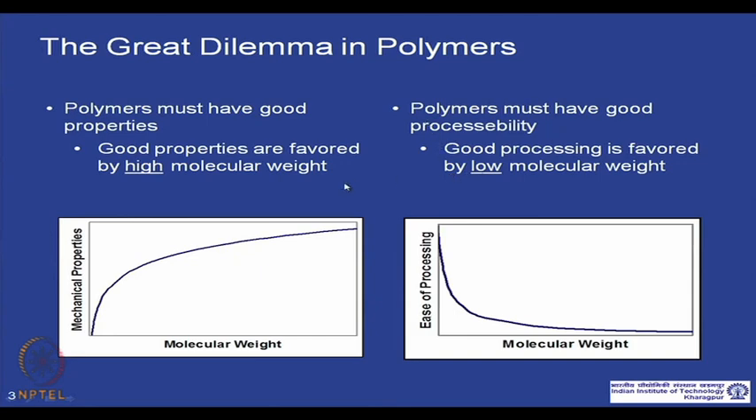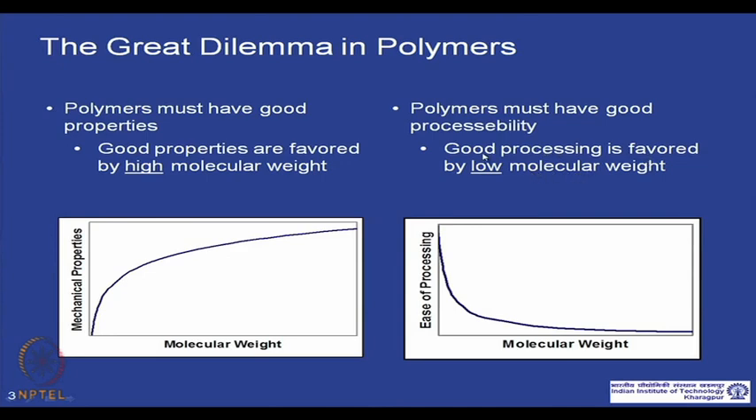Whereas we have seen that after synthesizing the polymer, you have to go through the processing step to make the final part. So you must make a polymer of some molecular weight which should be able to pass through the processing step so that you can get the final product. And processability actually becomes easier, as you can understand, if you lower the molecular weight, lower the viscosity. So processability becomes easier if you have low molecular weight. So good processing is always favored by low molecular weight. It means the higher the molecular weight, the more difficult it is to process. So ease of processing will be lower with increasing molecular weight.